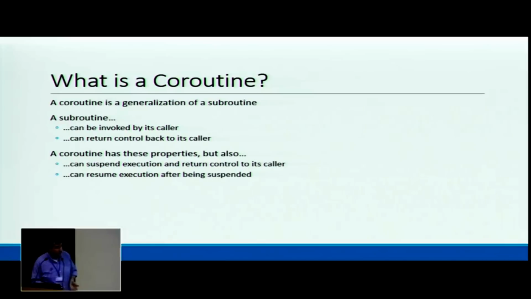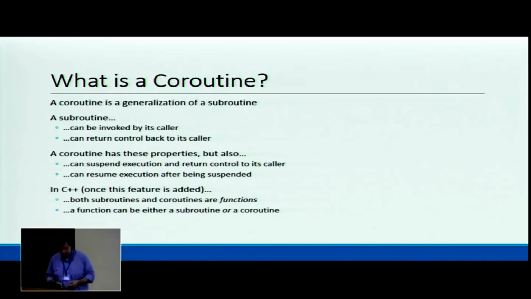It can be invoked by its caller. As we saw previously, a coroutine just looks like a function, and it can return control back to the caller via what we saw, the co-return statement. But a coroutine also has two other properties. A coroutine can suspend its execution and return control back to the caller without completing. And once it has been suspended, the caller can resume execution of the coroutine, and it'll pick up where it left off. So it's a lot like in our state machine where we could transition from one state to another. Suspension points are basically where you transition from one state of the coroutine to another.